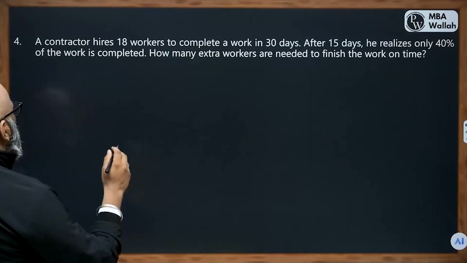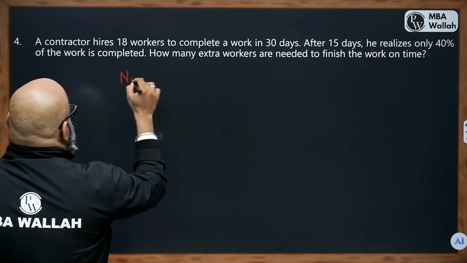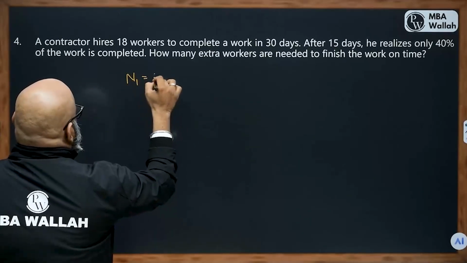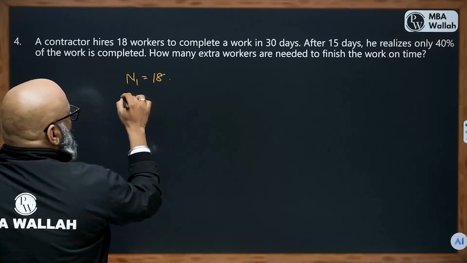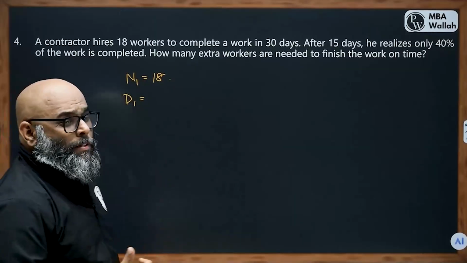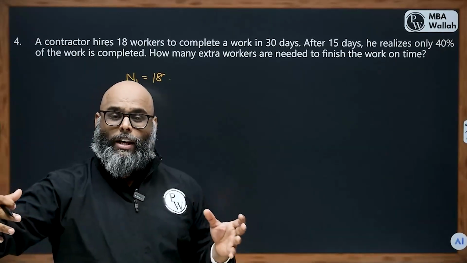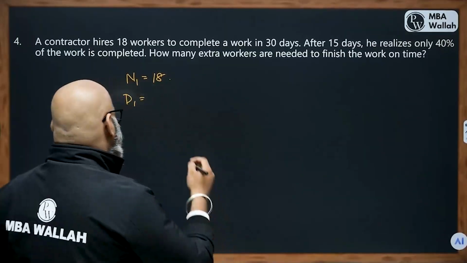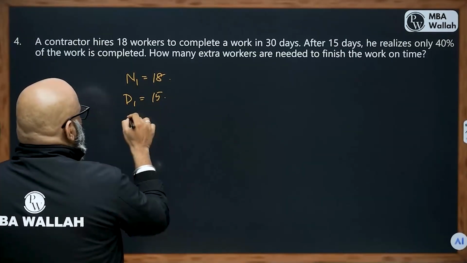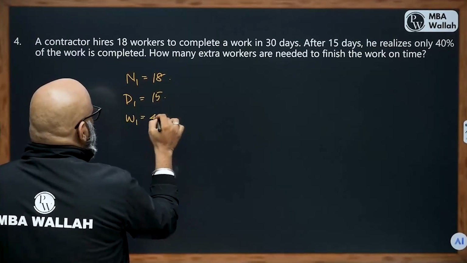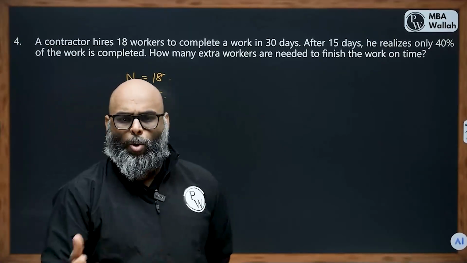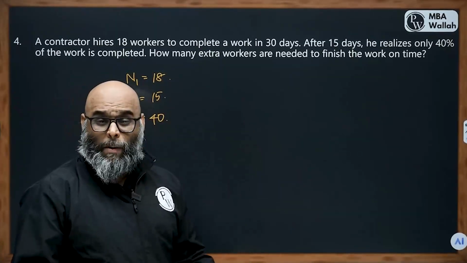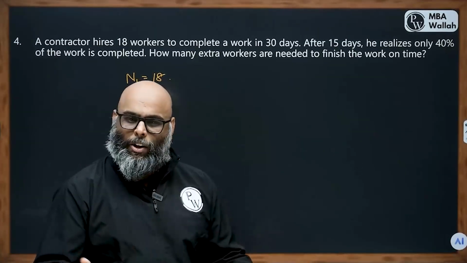Same idea. So I am going to take N1, N1 is equal to 18. I'm going to say D1 after 15 days. The total work is planned for 30 days, but these 18 people have worked for 15 days now. So D1 will be 15. And then W1, 40% of the work has been completed, so I'm simply going to say 40. And in the other case, I'll say 60% of the work to be completed. We can cancel it off then.